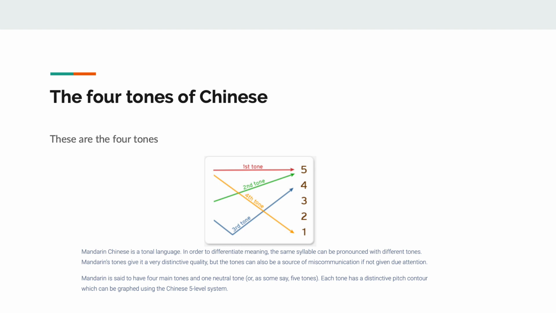Lastly, here is a chart that can help you visualize how to pronounce the four tones. The first tone is high and flat. The second tone is a rising tone, kind of like a questioning tone. The third tone goes down and then up again and sounds angry. The fourth tone is falling like an exclamation.